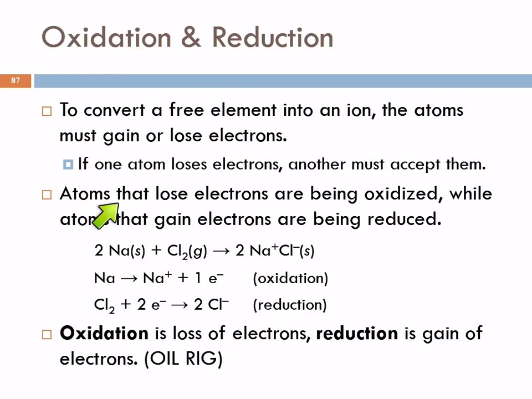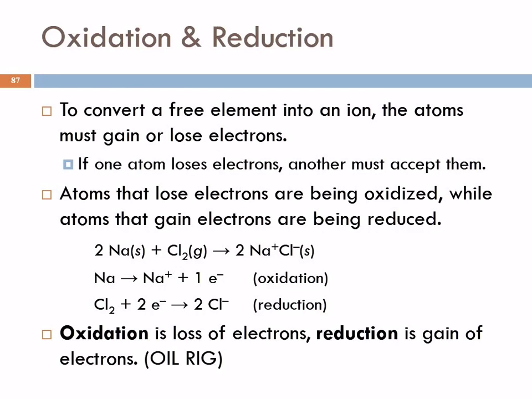So the atoms that lose electrons are being oxidized. Atoms that gain electrons are being reduced. That can be a little hard to remember. And so we use this mnemonic, OIL RIG. Oxidation is loss of electrons. Reduction is gain of electrons. OIL RIG. And unless you deal with oxidation reduction a lot, you just don't remember this.